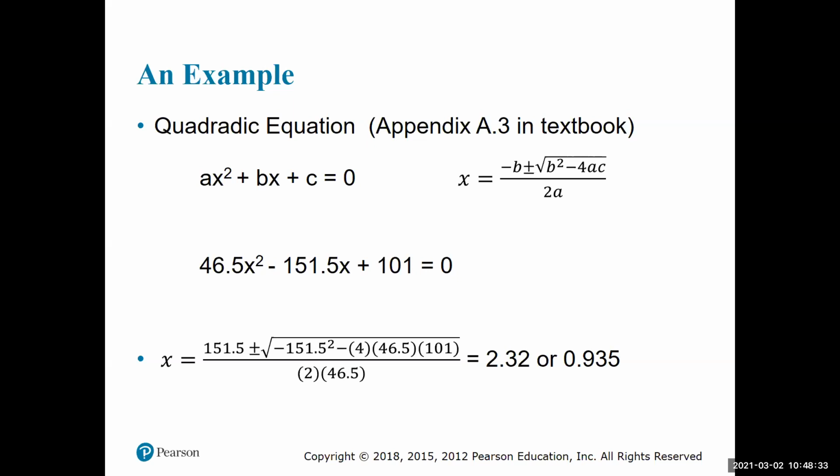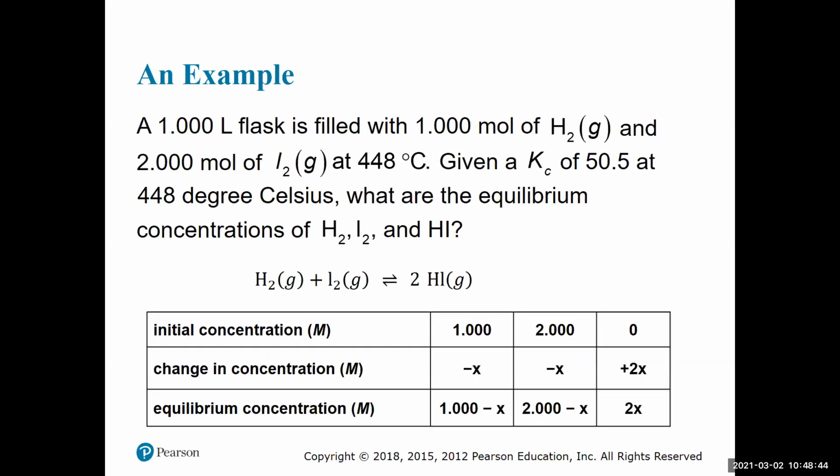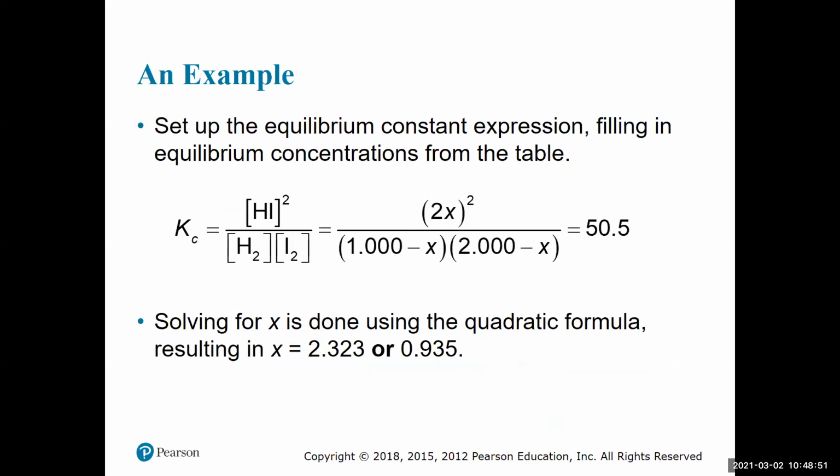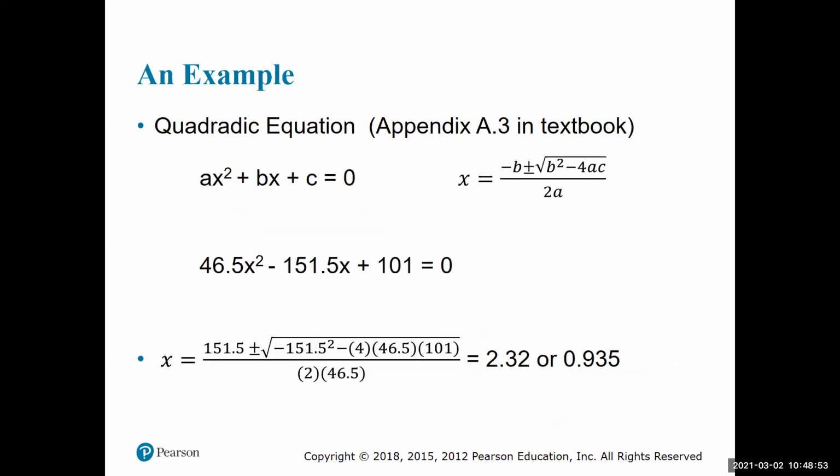And because of that, it's telling me that it can't be this 2.32 value. Because my initial concentration is only one, the equilibrium concentration can't be negative. It just doesn't make sense from a common sense perspective. So that tells me in this case that 0.935 has to be the value of x that I'm going to use.